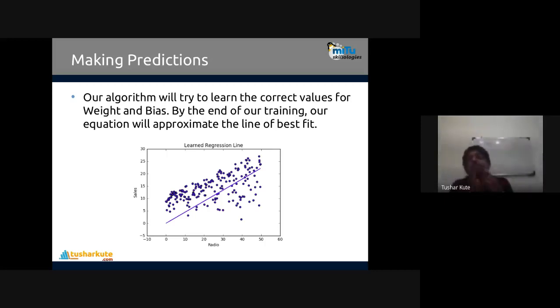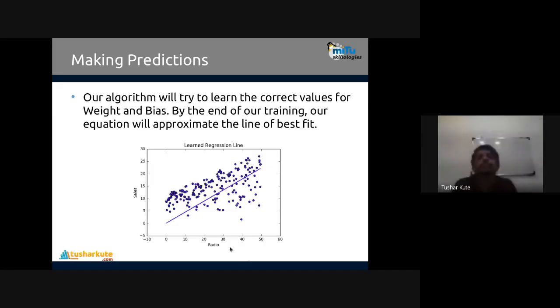The line of best fit, which is at the center of all the points. So you can see this. On the x-axis we have the amount of money that you have spent on radio advertisement, and on the y-axis we have the total sale. If you plot it, the averaging line at the center of all the points is the line of best fit that we call. And remember, the predictions are done on the line only.